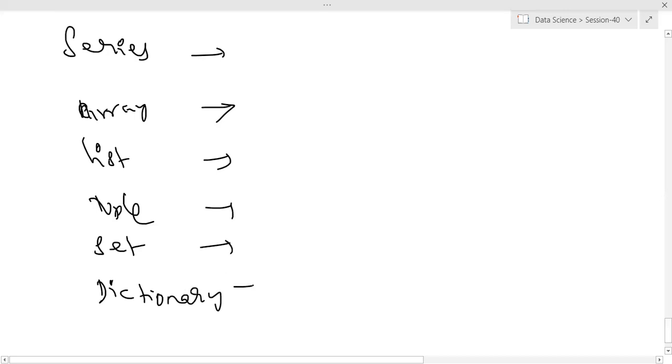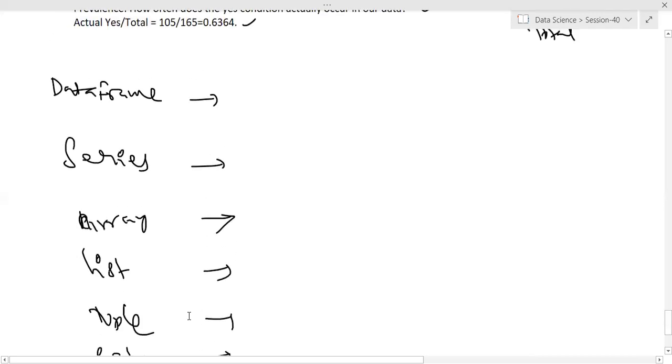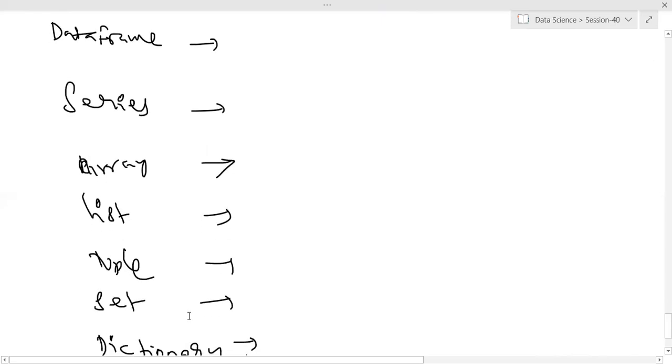Guys, whether you are revising or not, or else I have to put some kind of quiz in the session. I thought of putting that, but we are now in the 40th session, of course. But I'll do one thing tomorrow, just to prepare all these things. Okay: data frame, series, array, list, tuple, set, dictionary.